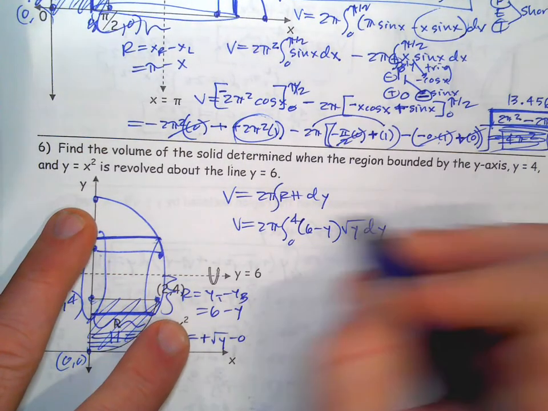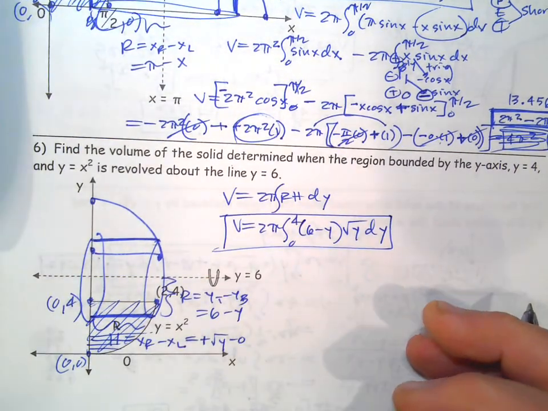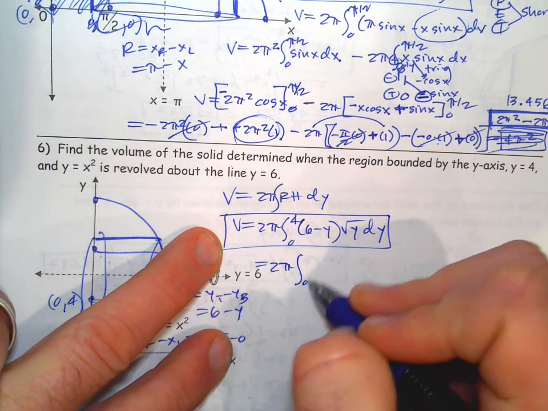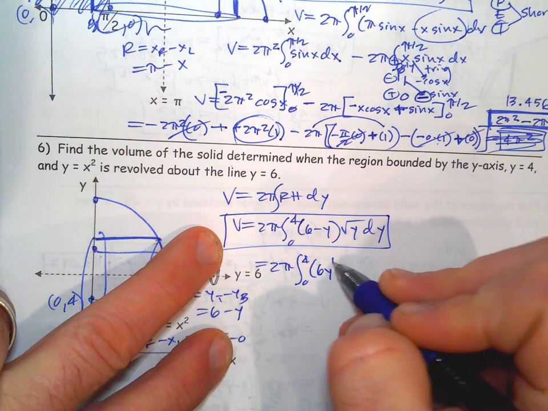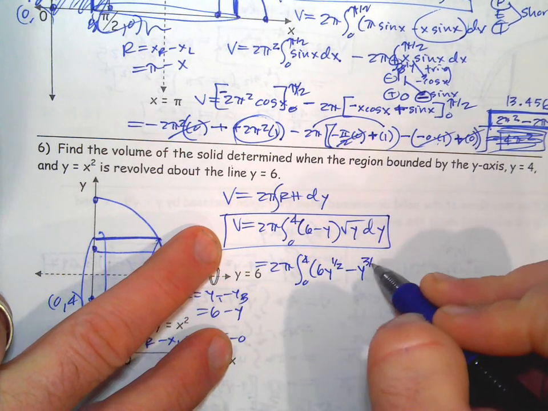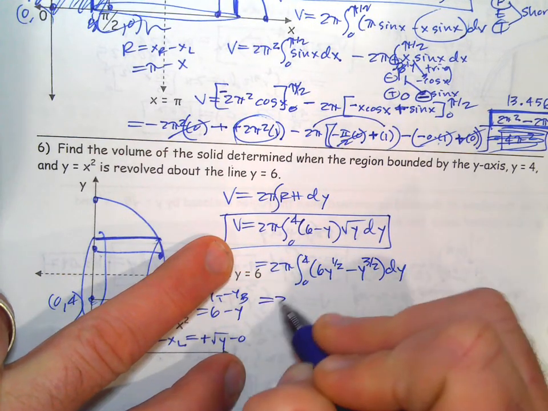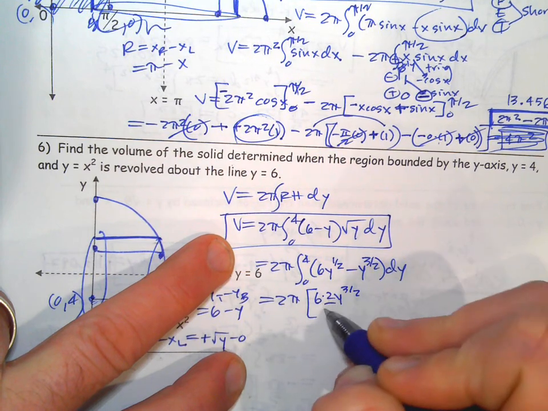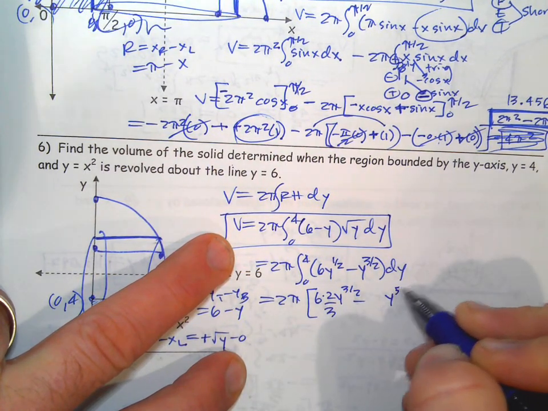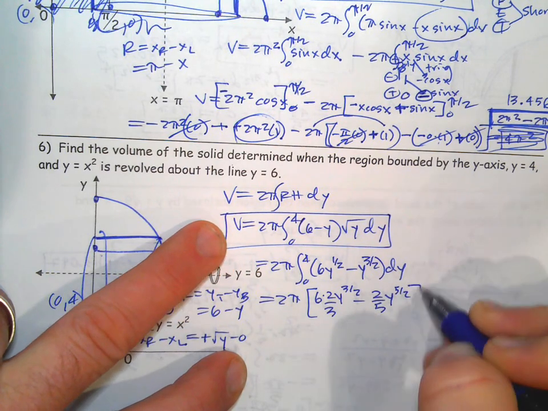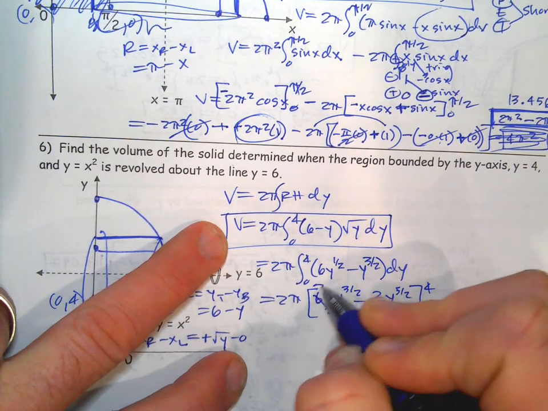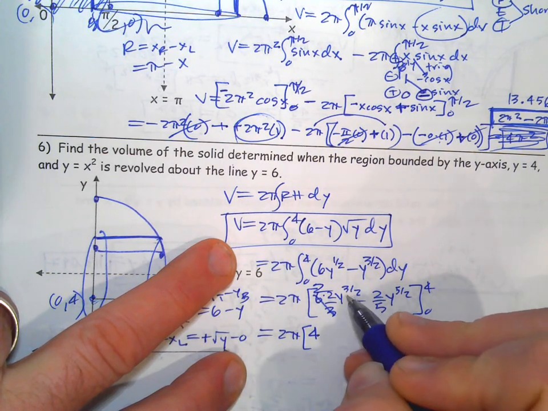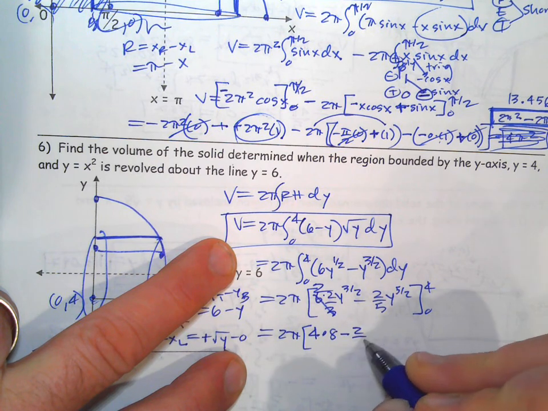So that's your setup for your shells. If you're going to do it by hand, you want to distribute this stuff. So it's going to be 2 pi, 0 to 4, 6y to the 1 half minus y to the 3 halves dy. The antiderivative is 6y to the 3 halves divided by the new exponent, multiplied by the reciprocal, 2/5, 0 to 4. So we have 2 pi. 4 square root of 4 is 2 cubed is 8 minus 2/5.